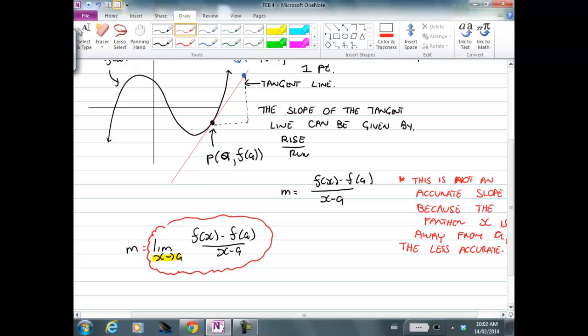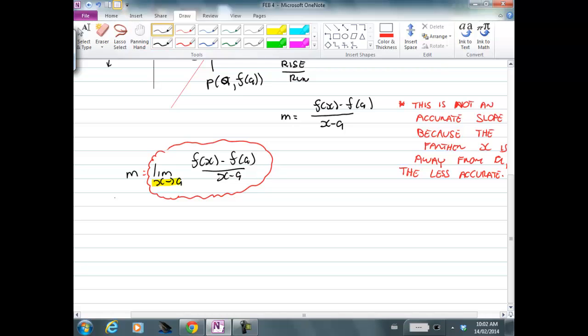I'm going to give you a question. We're going to work through this together and see how you guys do. Find the slope of tangent line for y equals x squared at (1, 1).